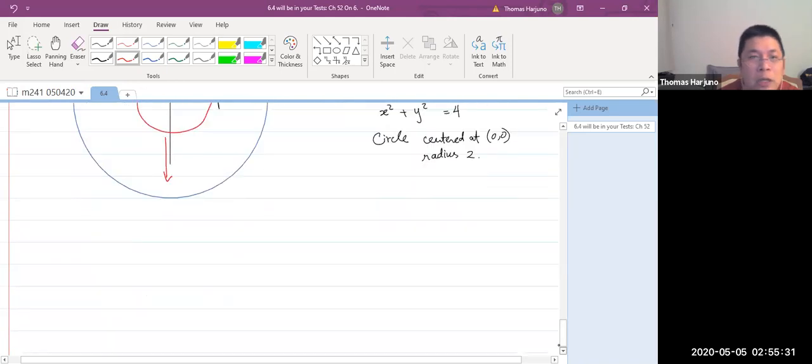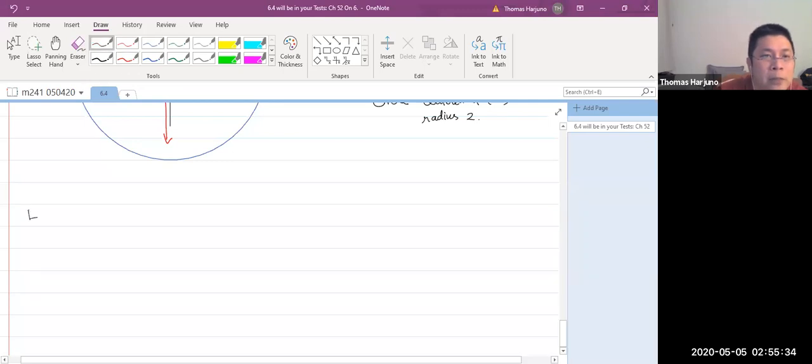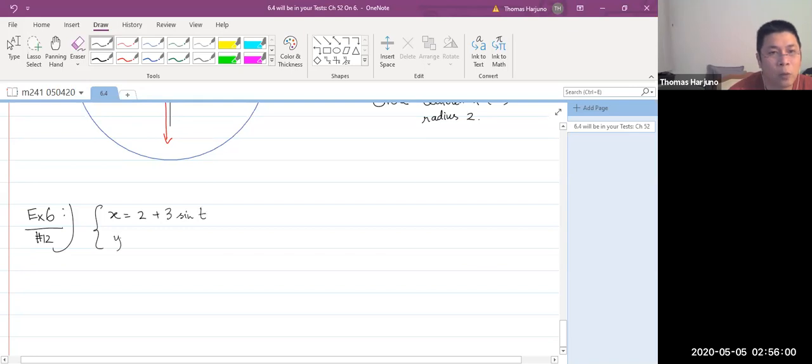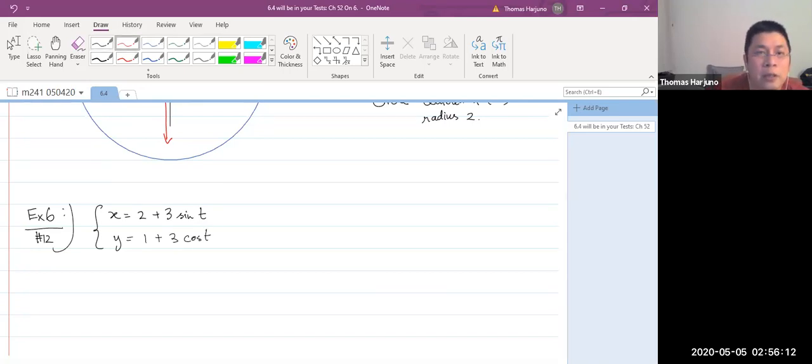Okay, now let's do one more problem. Example six, number 12. I have x equals 2 plus 3 sine t, and y equals 1 plus 3 cosine t. Okay. Sine t and cosine t give us a unit circle.